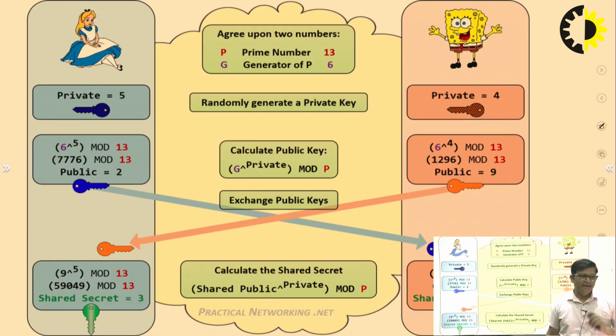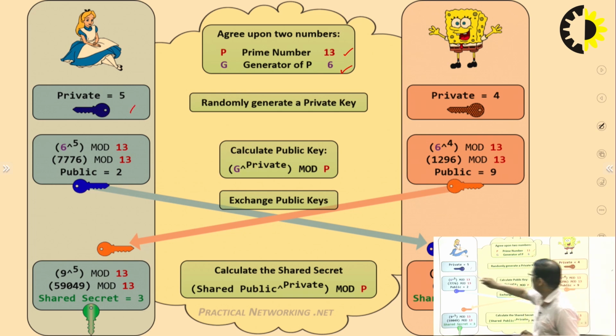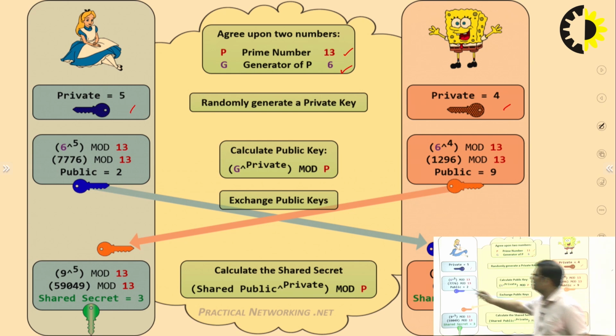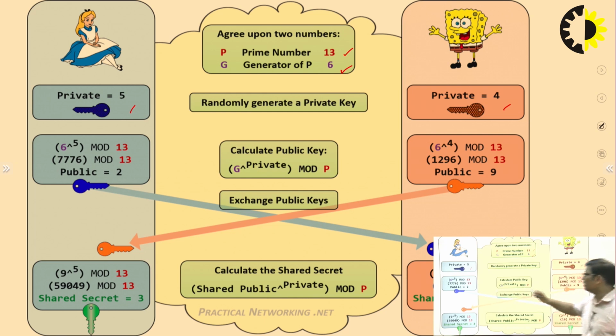Now another example. The prime number P is 13, and G, the generator of P, is 6. Now the private keys are 5 and 4, randomly generated. Now again the formula is applied: 6 to the power 5 mod 13, and 6 to the power 4 mod 13. Using 7776 mod 13, the public key is 2, and similarly mod 13 the public key is 9. So these are the public keys, 2 and 9.